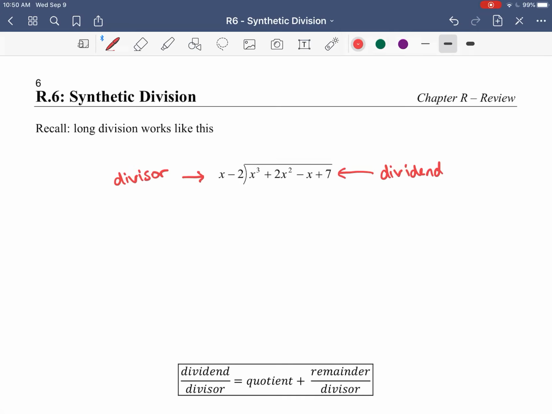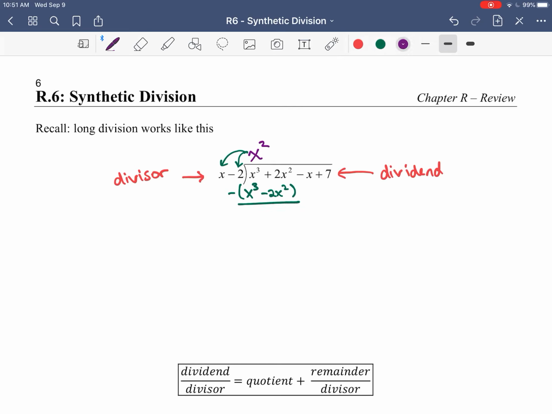Now what we want to do is take the biggest power of x in the divisor, and look at the biggest power of x in the dividend, and ask, what do I need to multiply this by to get that? Here, that's going to be x squared. So I write the x squared up here. Then you multiply it to both things. So x times x squared is x cubed. x squared times minus 2 is minus 2x squared. And then you subtract that.